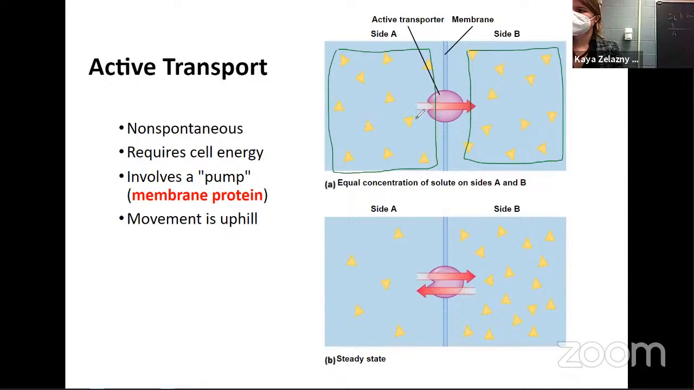So if we still want to move stuff, even though there's no gradient to move down, we can insert an active transporter, move stuff from side A to side B, which would then create this separate situation that we see in the image below, right? So in the image below, we can see that we've built up a high concentration here on side B.